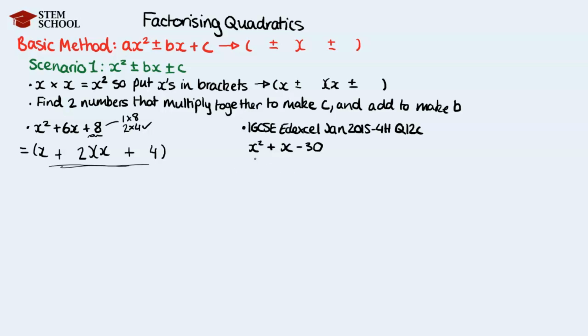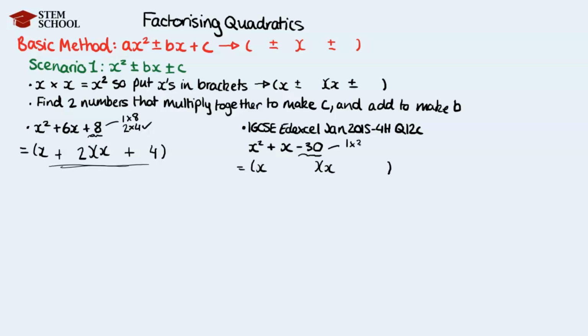Now let's go into this question. We've got x squared plus x minus 30. This is a bit harder, we've got a minus here. But the start is the same. We don't have a number in front of the x squared term, so we can put x in the double brackets like this. And then let's look at the final number. We've got minus 30. So what combinations of numbers make minus 30?